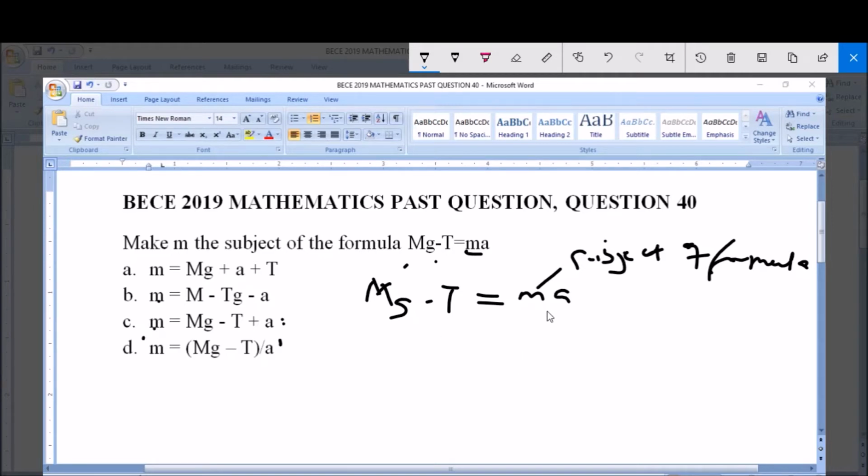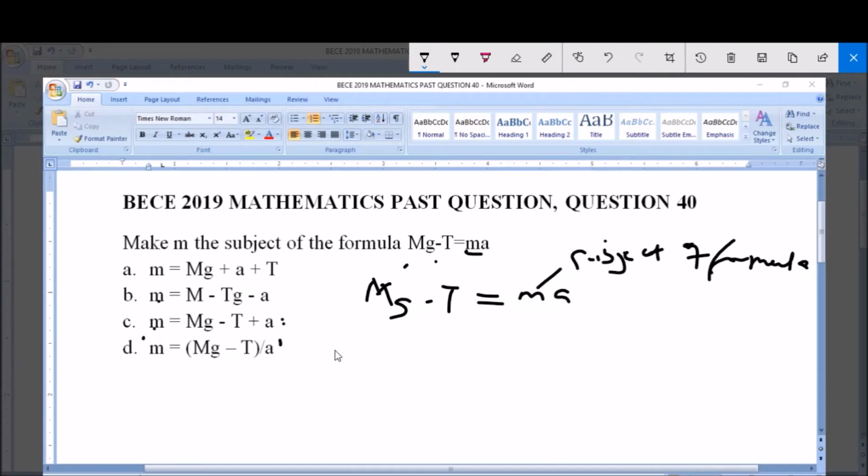Now, to make M here subject of formula, or to make M here stand alone, we have to remove this A from this place. And the best way to remove A from here, since A is multiplied to M to have Ma, is by dividing by A. We divide both sides by A. Dividing both sides by A will eliminate A from this side where M is located, making M stand alone and making it the subject of this formula.